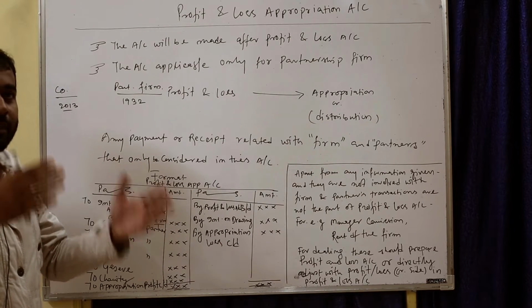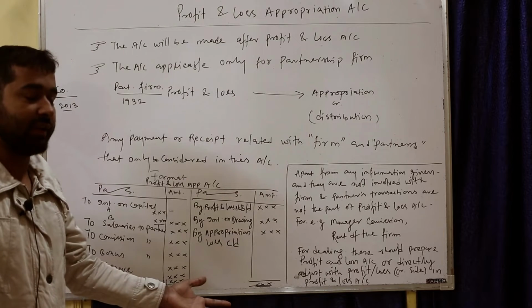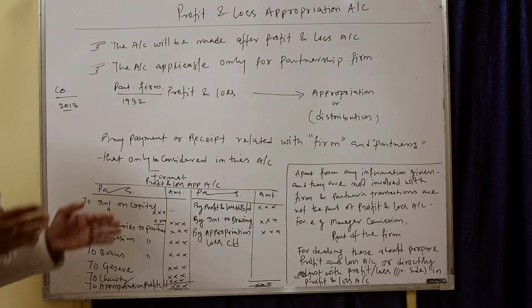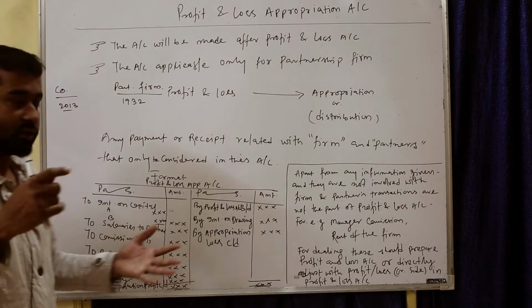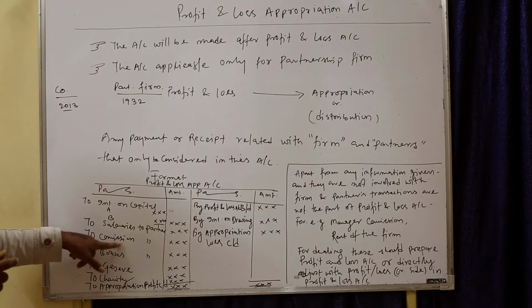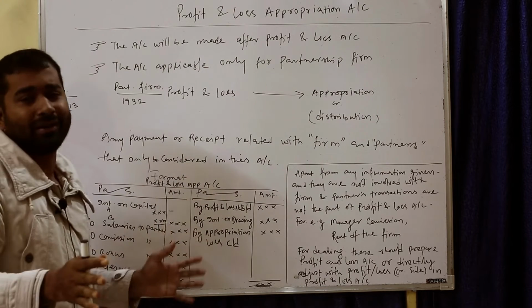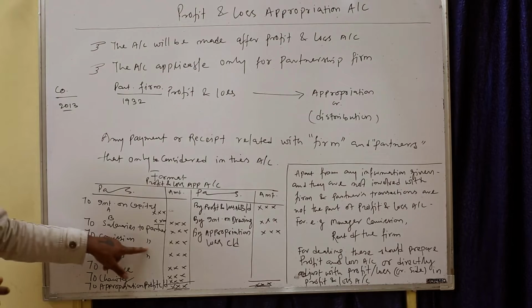If a particular partner has done extraordinary things, or done tremendous work for the benefit of the firm, then the firm gives commission to that particular partner. It could also be possible that commission is given to all partners. So, commission to the partners.